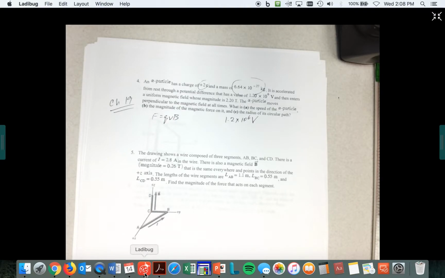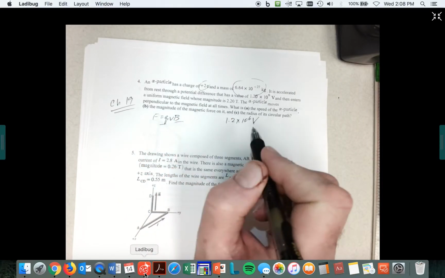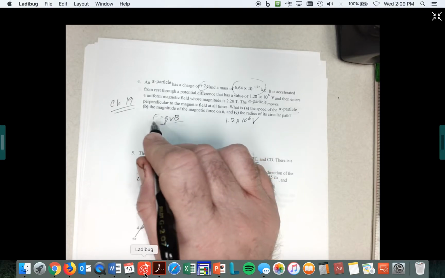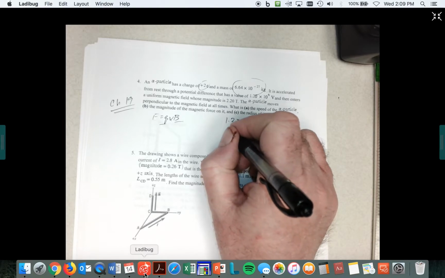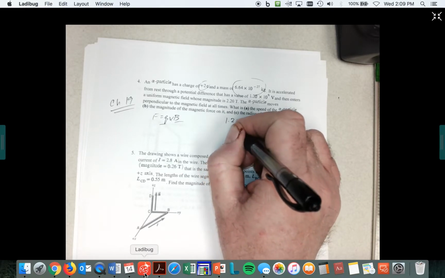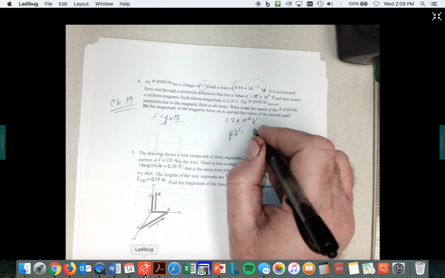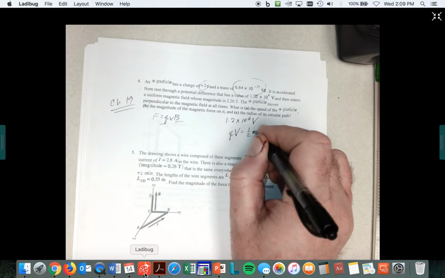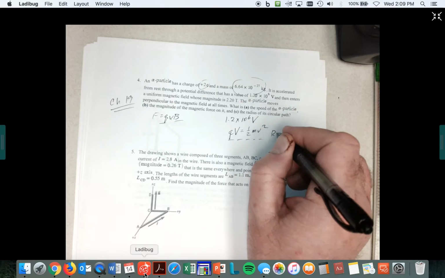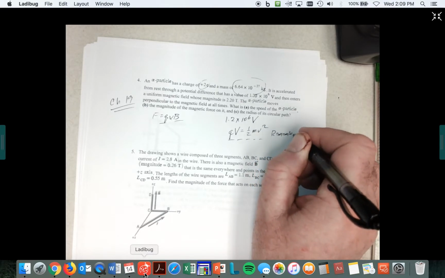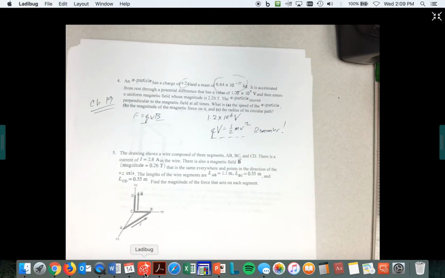It's going through that huge potential difference, and it enters the magnetic field. So we've got the magnetic field. We know the charge. I need to find the force. What is the speed? Oh, I need to find the speed before I can find the force. If it's accelerated through something, do you remember QV is equal to 1/2 mv squared? Remember? Aha! You set that up, you're golden.